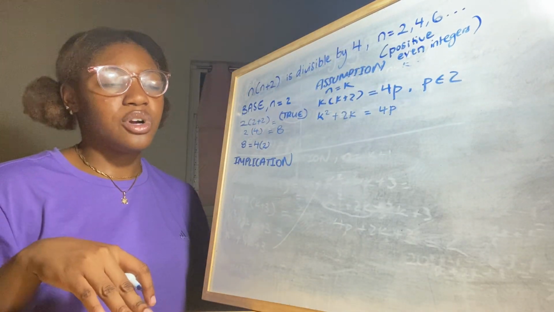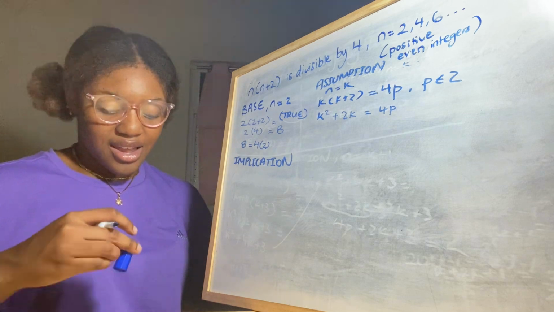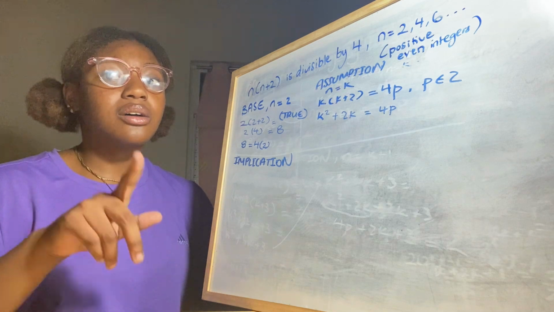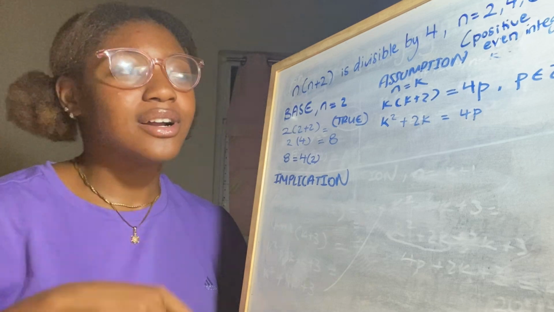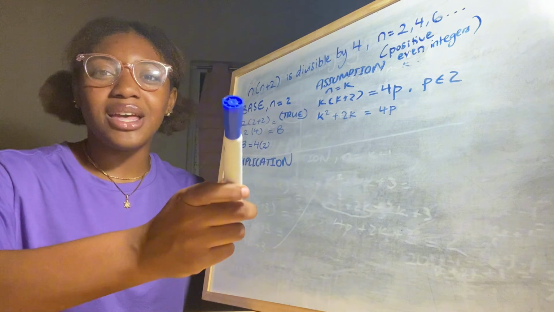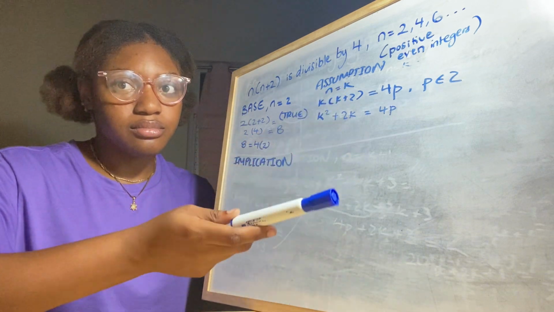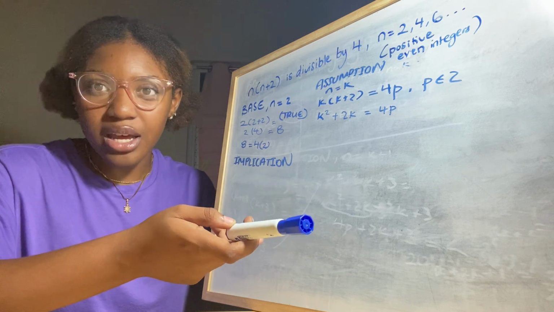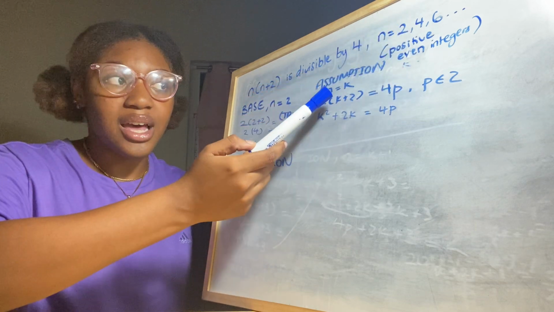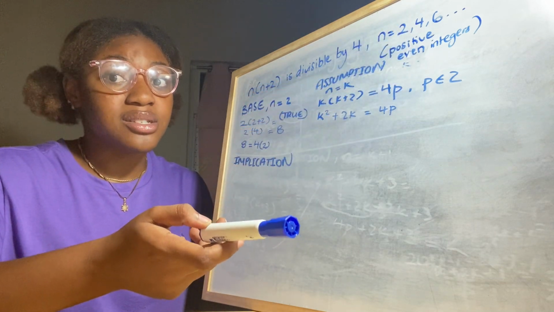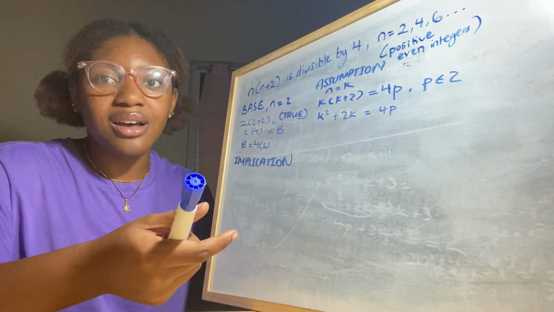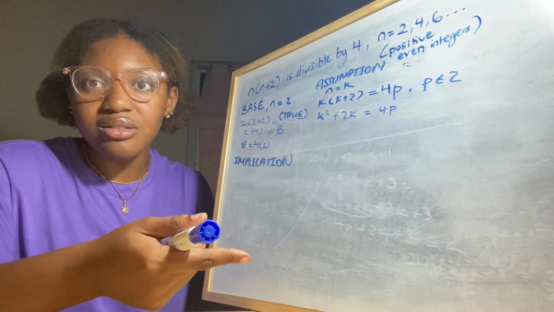Next, after doing that, we're moving on to our implication case. And usually with the implication case, we use n is equal to k plus 1. However, remember that we're dealing with positive even integers. If we're assuming that k is even, we're saying that k is a positive even integer. If we were to add 1 to k, that would make k plus 1 odd.